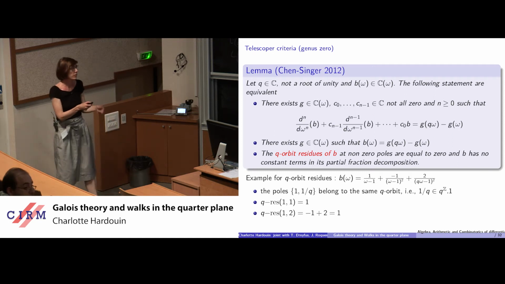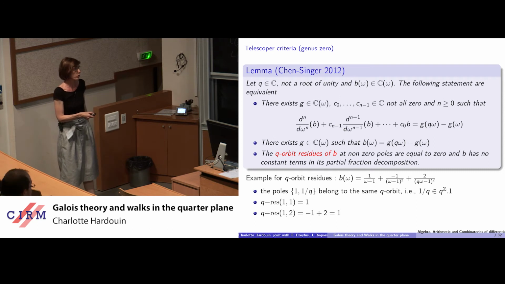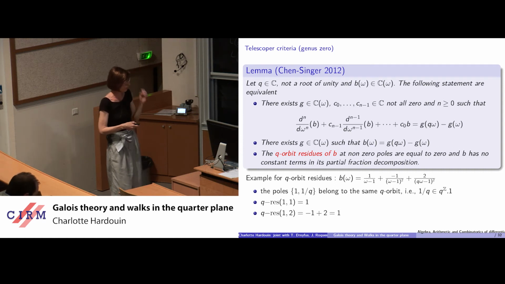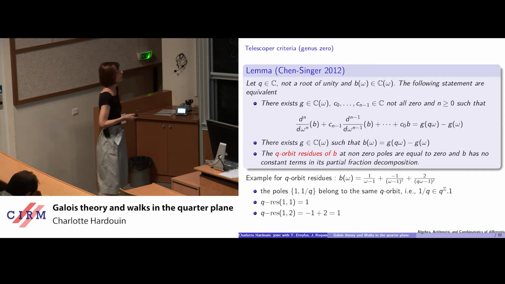But doing this, you have taken into account a precise choice of the uniformizer at these places, at the places 1 over Q. So this definition depends on the way you choose your uniformizer at the pole. And it will be really important in genus 1.